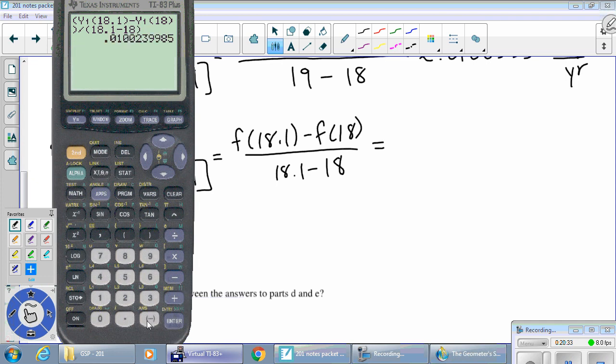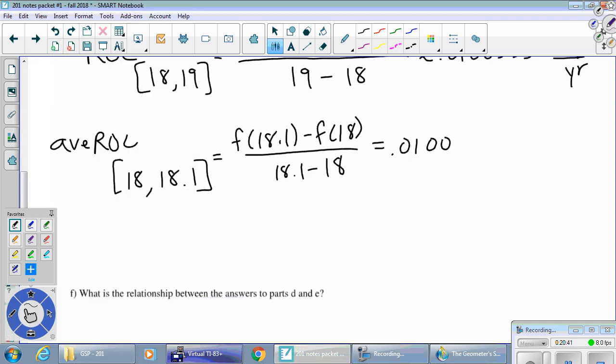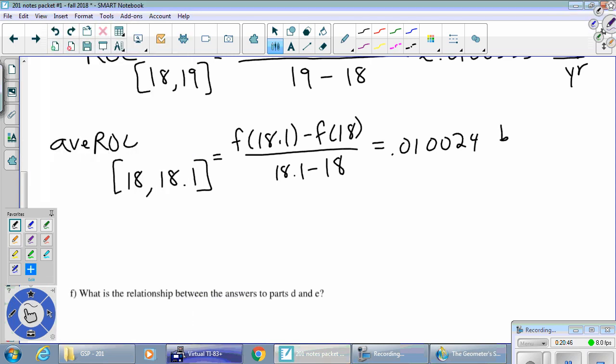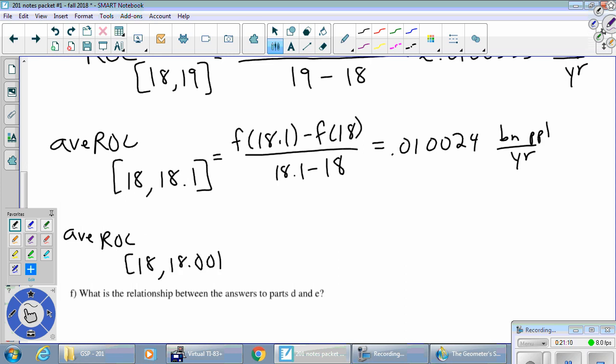And this gives us a more accurate answer than the one from before. So this is around 0.010024. I think I've got that right. That looks good. Billions of people per year. Okay, let's try one more time. We'll get even closer to 18 right now. So the last one, average rate of change between 18 and, I don't know, let's do 18.001.